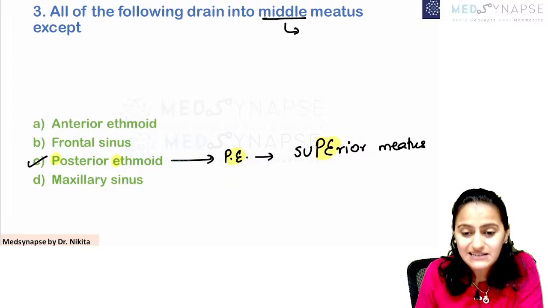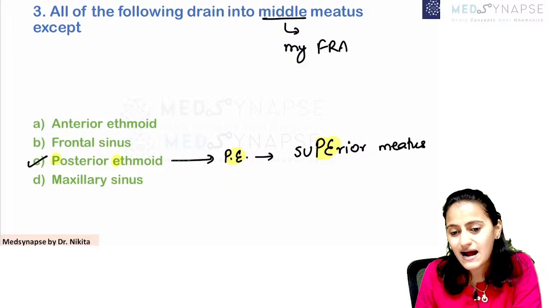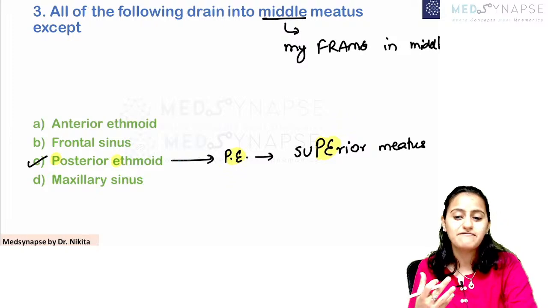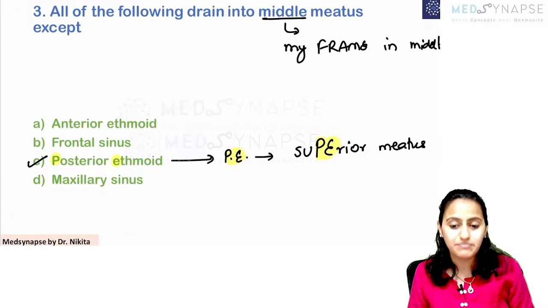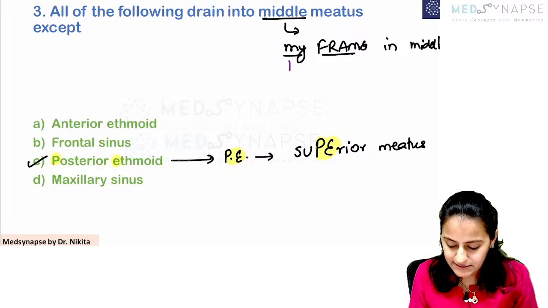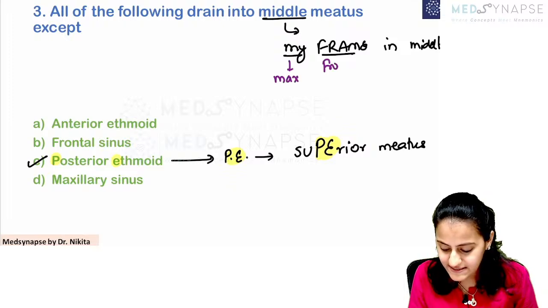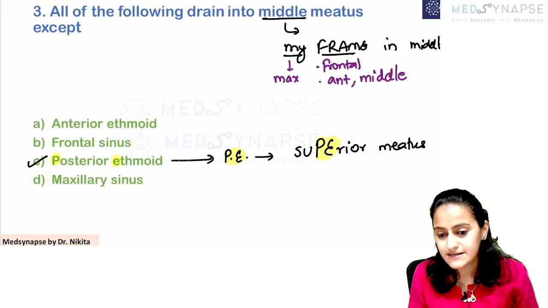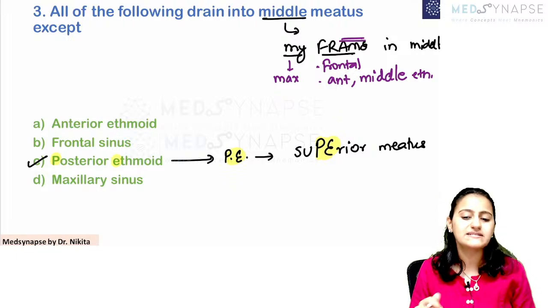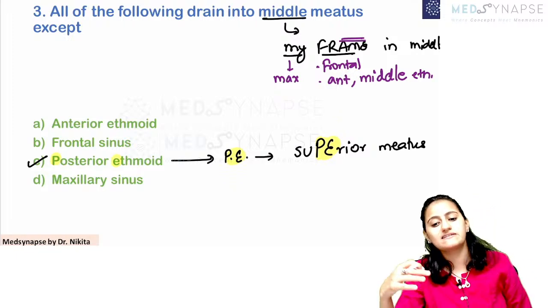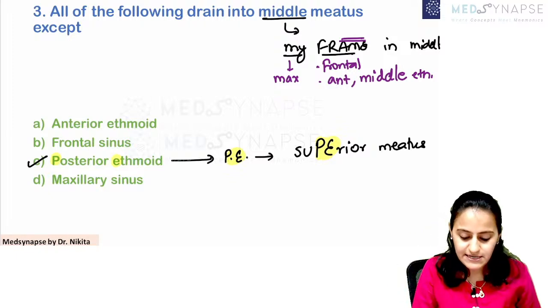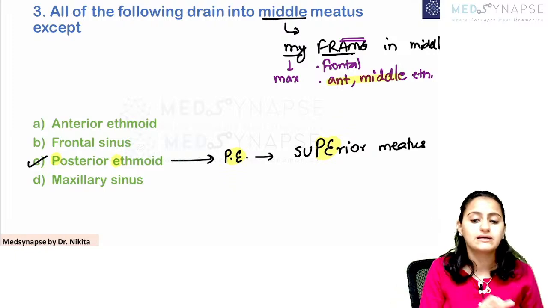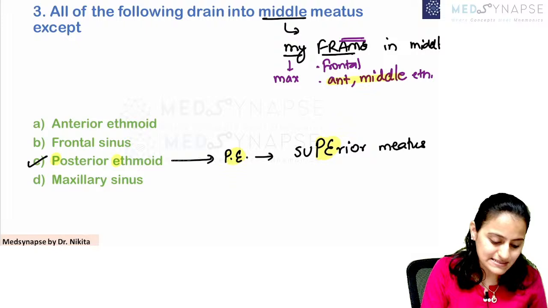What drains into the middle meatus? Remember, the mnemonic is my frame goes in middle. Imagine taking a photograph and you say that my frame goes in the middle. So my M for maxillary sinus, FR is frontal sinus, AME is anterior middle ethmoid. Now it is divided into anterior and posterior ethmoid. Previously it was anterior, middle and posterior. So remember that except the posterior ethmoid, the anterior middle ethmoid is going into the middle meatus.